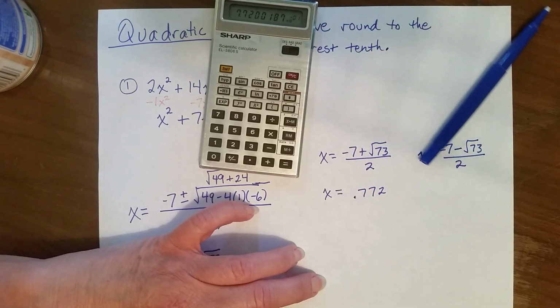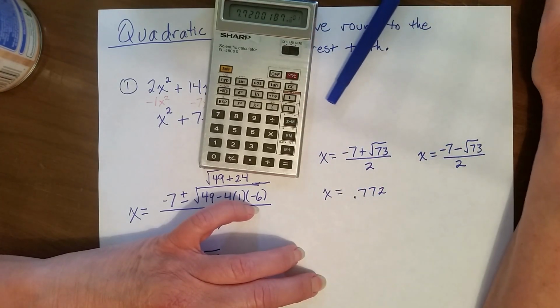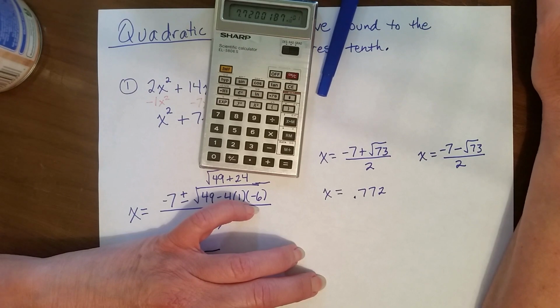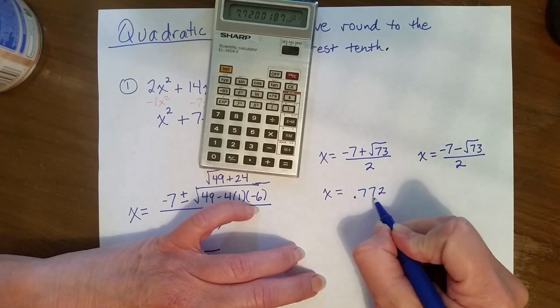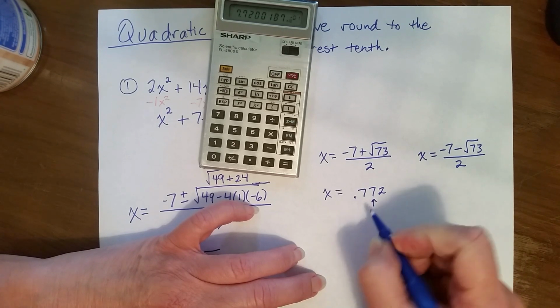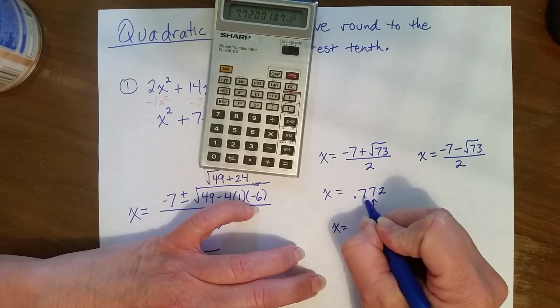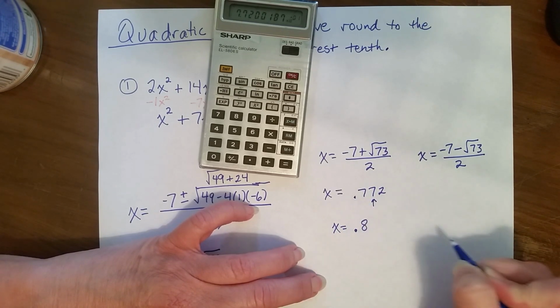Okay, now we need to round this to the nearest tenth. So rounding to the nearest tenth, this decimal, I'm going to look at this one. It is greater than or equal to 5. So I'm going to round the tenths place up to 0.8.